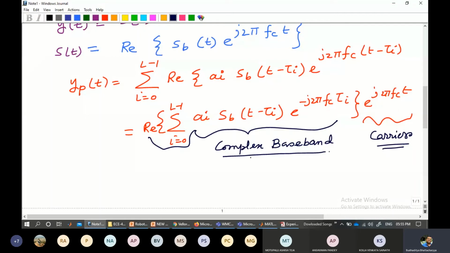We are writing it like this so that we can approximate this complex baseband as a narrow band assumption. We can now relate it to a narrow band assumption. So instead of y_p(t), we would write y(t). Narrow band assumption is nothing but the convention that the modulating frequency is sufficiently less than the carrier frequency.